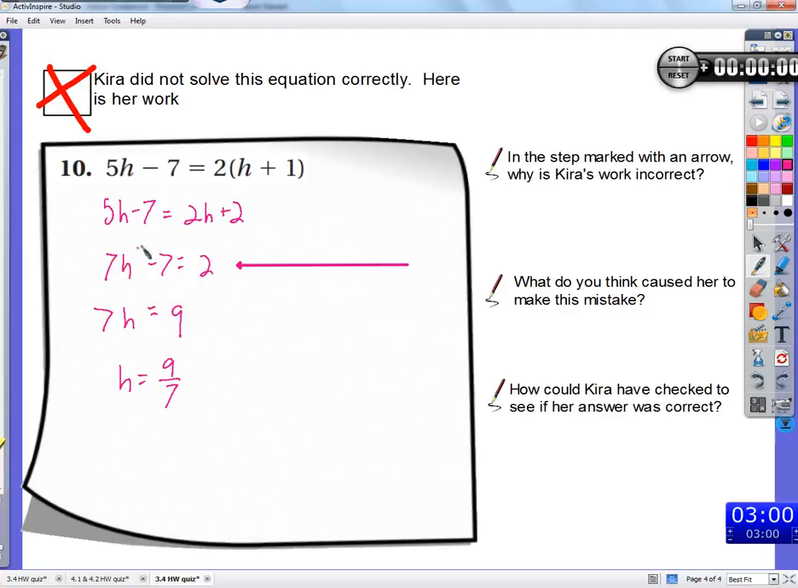Right. On this side, she added, and on this side, she subtracted. She probably didn't write it this way. She just kind of did it in her head. Subtracted 2H to get the 2H canceled, and over here added 2H. Okay. So, why? Well, I guess we could say she didn't do the same thing on both sides. Broke the cardinal rule of solving equations. Got to do the same thing on both sides.